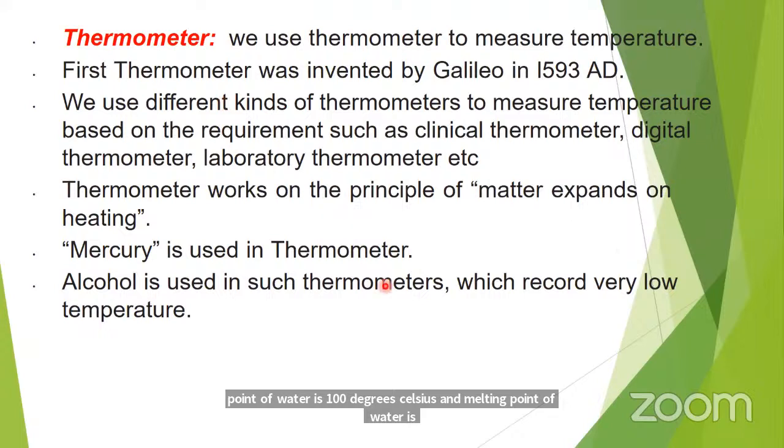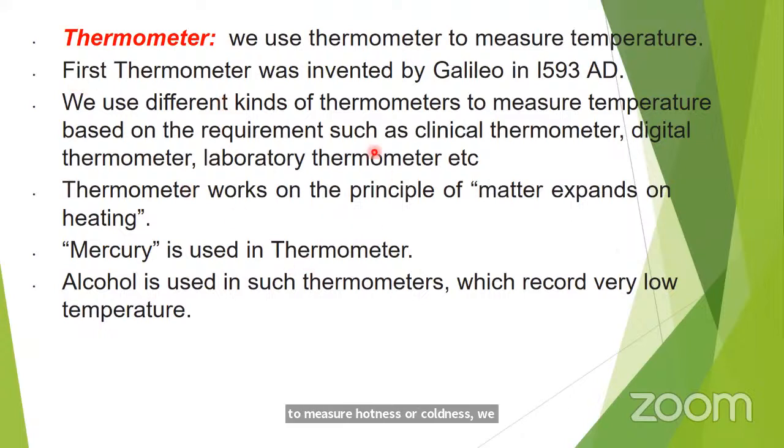To measure hotness or coldness, we use thermometers. We use thermometer to measure the temperature. The first thermometer was invented by Mr. Galileo in 1593 Anno Domini. Anno Domini, you know what is the meaning? AD, Anno Domini. God is with us. Usually they say after God, Anno Domini. In 1593, Galileo invented the first thermometer.